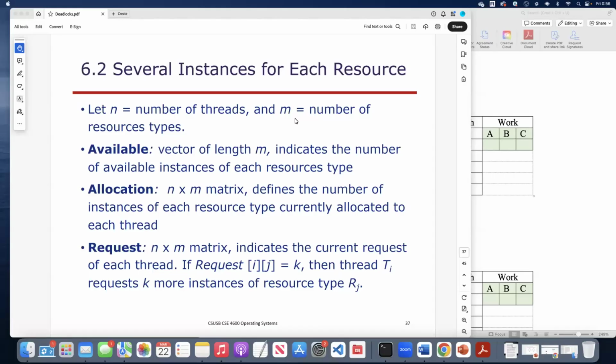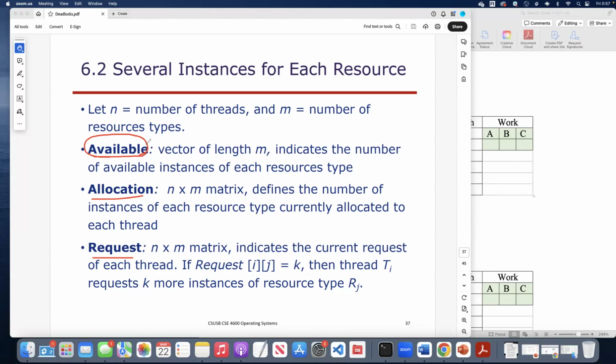If each resource type has several resource instances, here we can use a deadlock detection algorithm. Here N is the number of threads, M is the number of resource types. These are data structures we use in the deadlock detection algorithm: available, allocation, and request. Available is an m-dimensional vector. It indicates the number of resource instances.